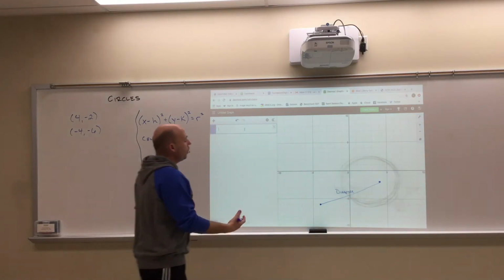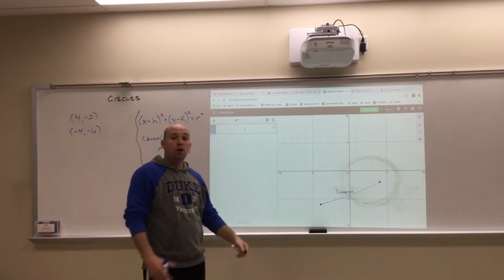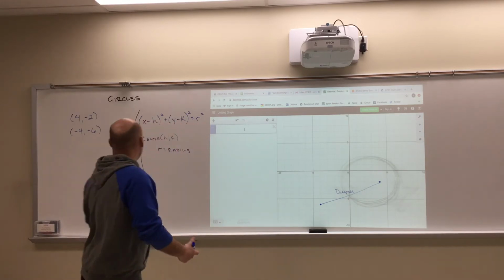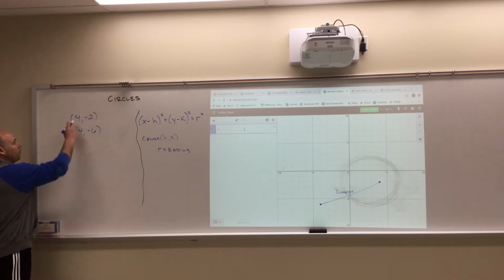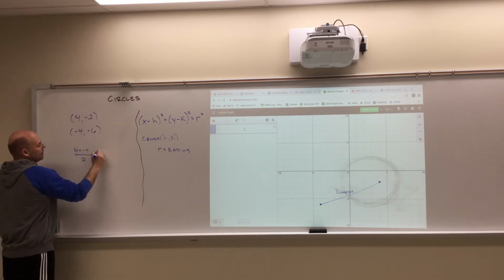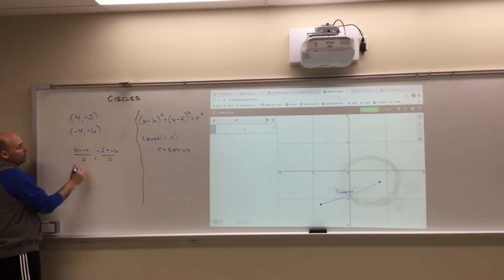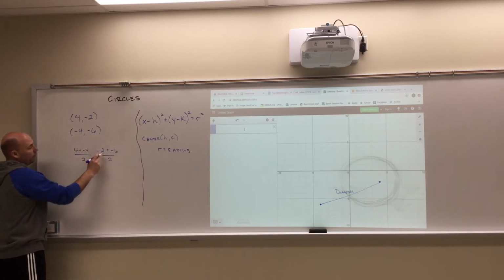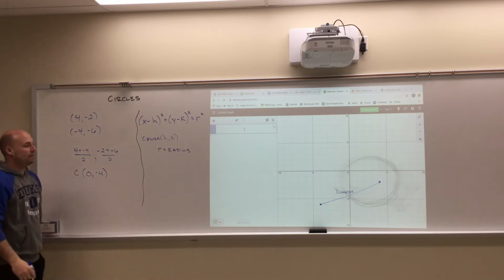Okay? But we want to write an equation of a circle, and the two things we need for a circle are the center and the radius. So the first thing that we're going to do is find the center, or the midpoint between these 2 points. The midpoint formula is you add your two x's together and divide by 2, add your two y's together and divide by 2. So 4 plus -4 is 0, 0 divided by 2 is 0. -2 plus -6 is -8, -8 divided by 2 is -4. So my center would be (0, -4).